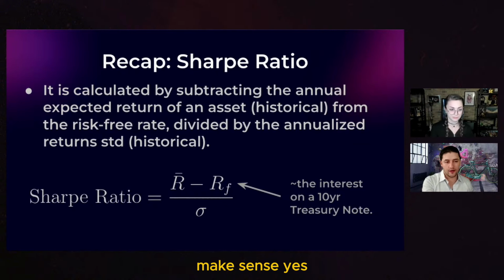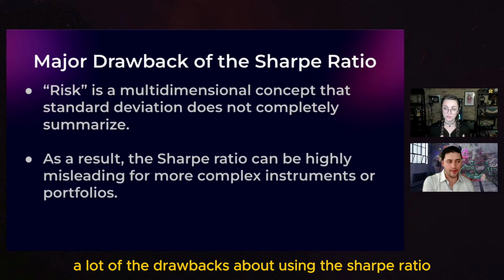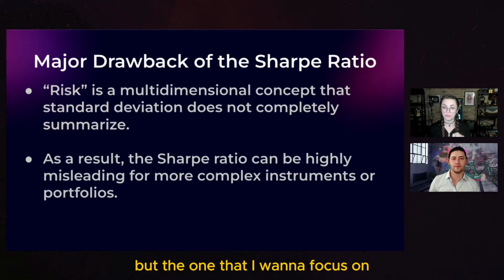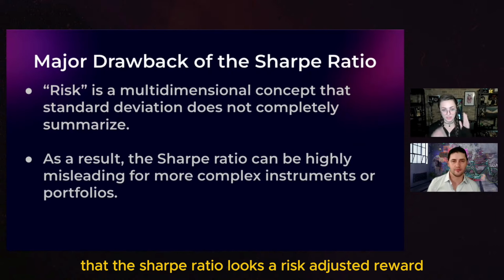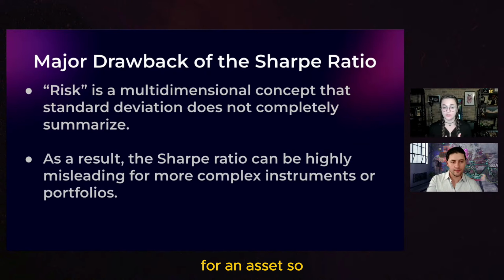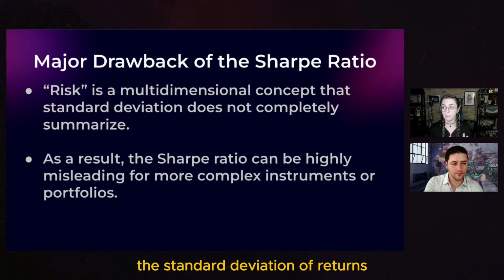Make sense? Yes. So in that segment, we covered a lot of the drawbacks of using the Sharpe Ratio, but the one that I want to focus on is how it defines risk. Remember that the Sharpe Ratio looks at risk-adjusted reward for an asset. So the way that we define risk in this context is using the standard deviation of returns. That's actually in many ways a great way to measure risk.